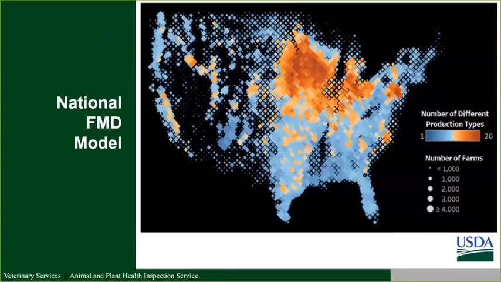So first, I'll provide an overview of the model. The map you're seeing here is called a hex map, but basically it's a county level visualization of animal and farm densities and production types. It's very similar to, and part of the data are actually from, USDA's National Agricultural Statistics Service. So some of those density maps you've seen from NASS, this is very much similar, but here we're showing two different things. It's showing the density of farms, or the number of farms per county, which is displayed by the size of the diamond polygon that you're seeing.